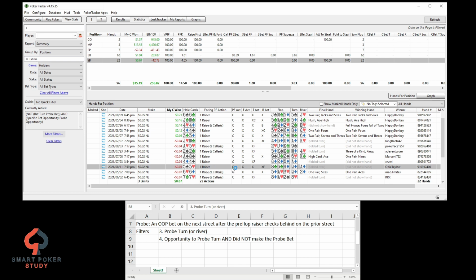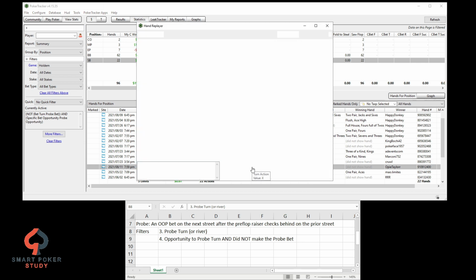Man, this could have been a good opportunity. Before even reviewing the action, seeing our opponent, good opportunity to probe, given that there were 2 checks in a row by our in-position opponent.